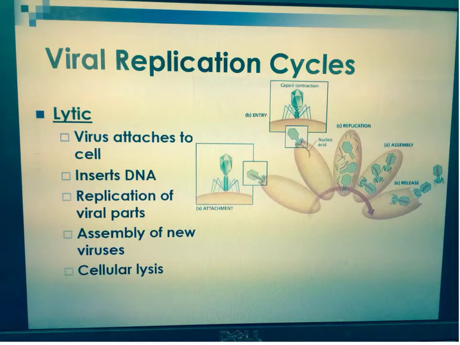One of the replication cycles is called lytic, and this is where the virus injects its DNA into the cell. That's called the attachment and entry part. And then the DNA, once it's inside the cell, replicates. That's part C, replication, and part D is assembly, where the DNA combines together to form the new virus. And then for E, it's release, and that's just where the virus goes out of the cell and kills it.